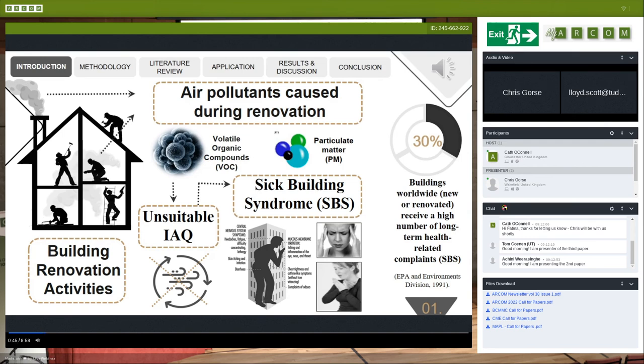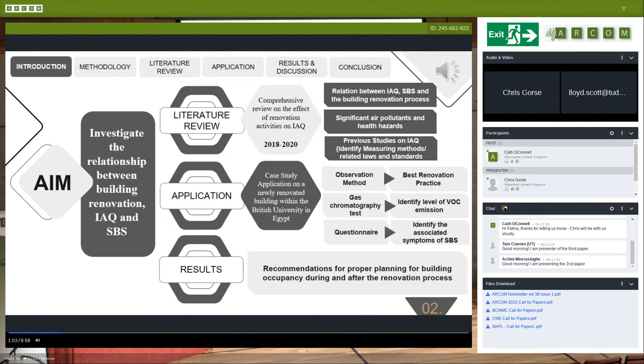In this research, the focus will be on the scope of building renovation, as it involves a considerable amount of construction, demolition and finishings, leading to the release of excessive amounts of air pollutants, and this leads to unsuitable indoor air quality. The aim of this research is to investigate the relationship between building renovation, indoor air quality and sick building syndrome. This will be done through investigating previous literature as well as validating the literature outcome through application on a renovation process done in an educational building. This will result in providing recommendations for proper planning of the renovation process.